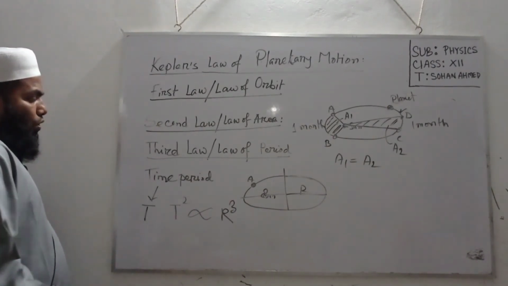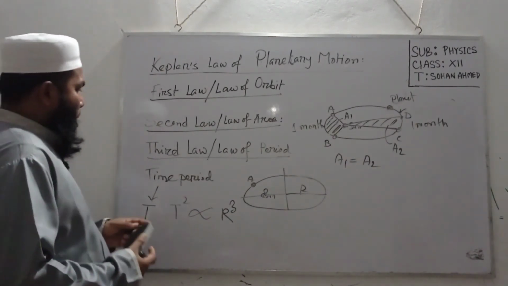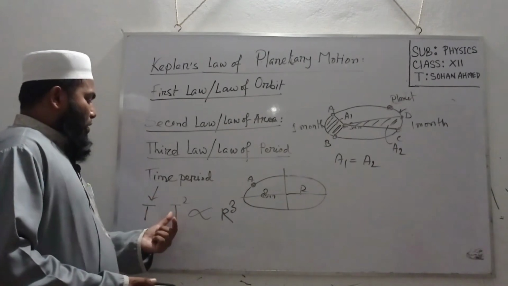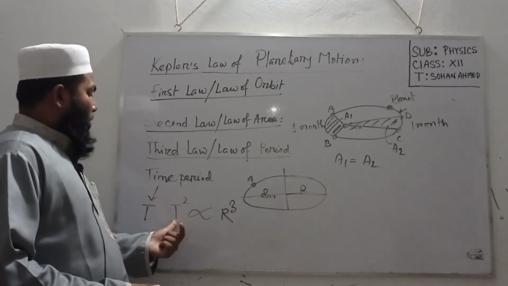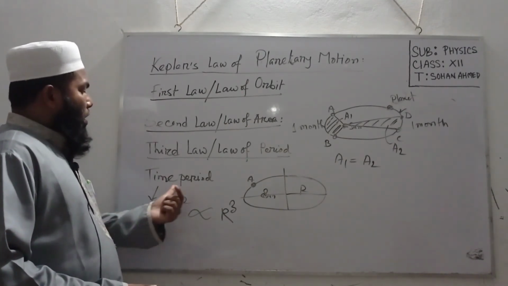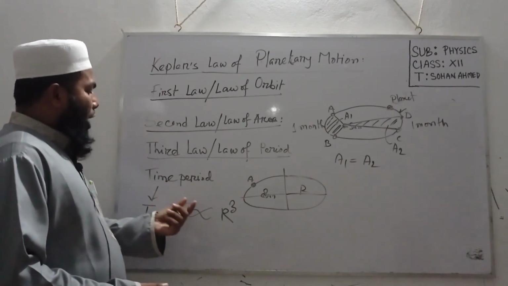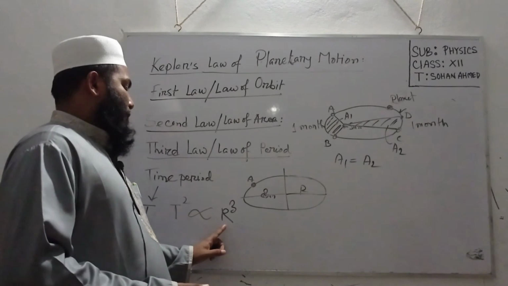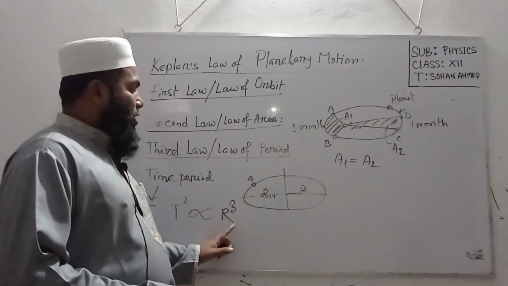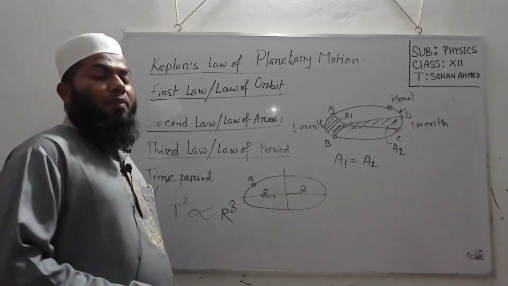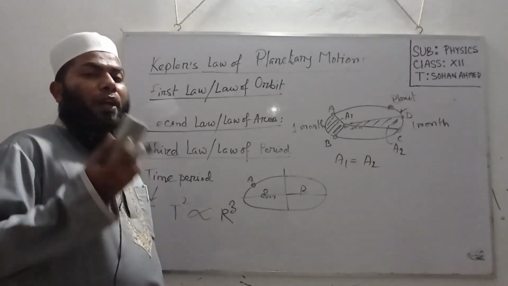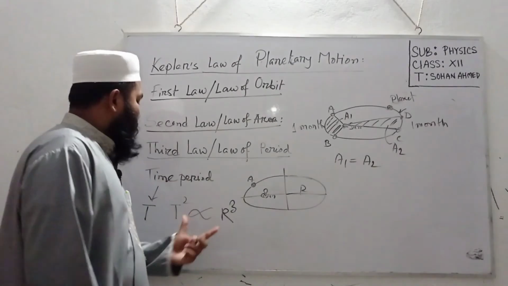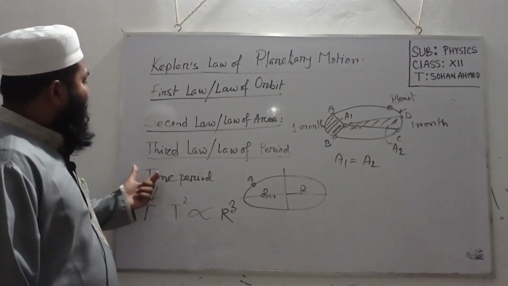Dear students, so we can say that the square of the orbital period or time period is directly proportional to the cube of the semi-major axis or average distance of the planet from the Sun. So this is the third law.